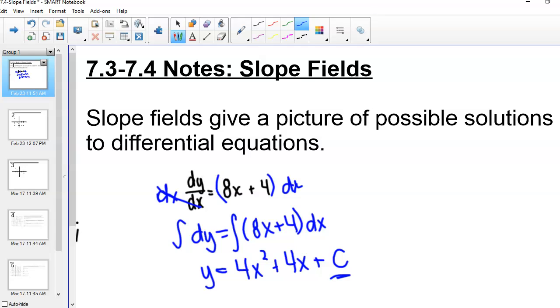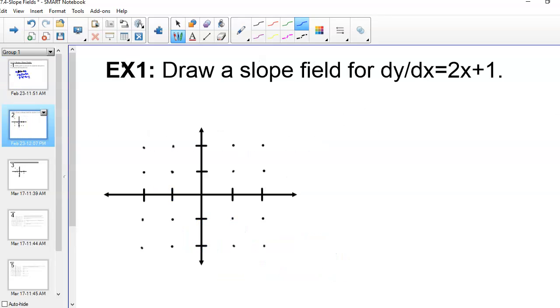So let's go over to the next example, and we're going to actually create a slope field. So this slope field that we have here is for the derivative dy over dx equals 2x plus 1. And so we're supposed to draw a slope field for this. So what we want to do is we just want to look at what the slope of the graph would look like at every single point.